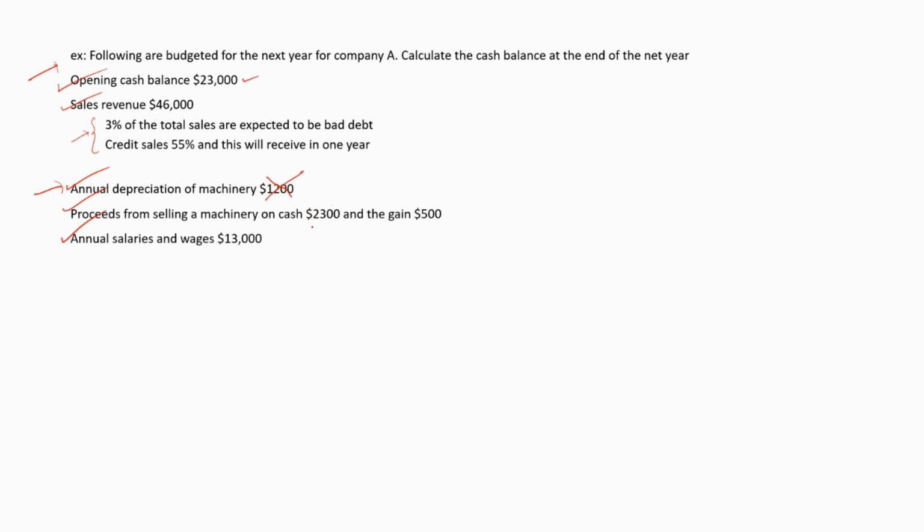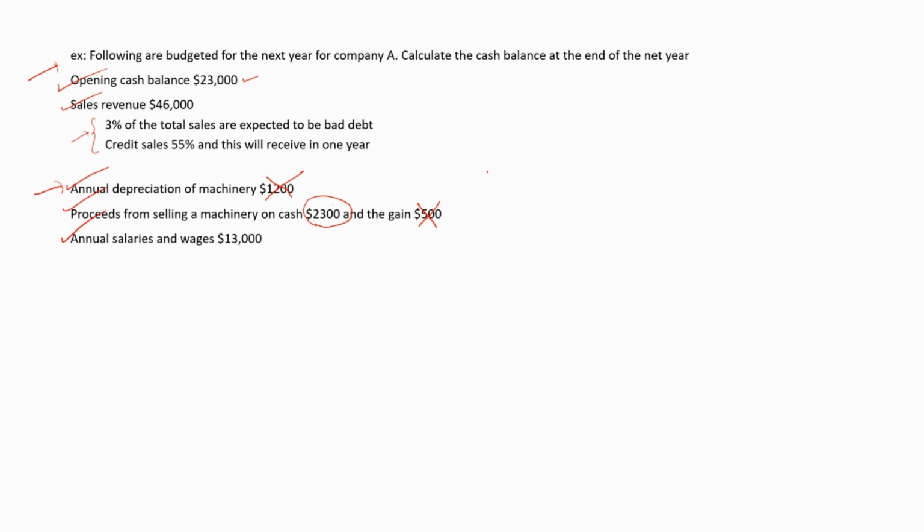And they have given us the proceeds from selling a machinery on cash. This is a cash item. So we consider this under cash budget. And they have given us the gain earned by selling the machinery, which is $500. We do not consider this value under cash budget because this is a non-cash item.